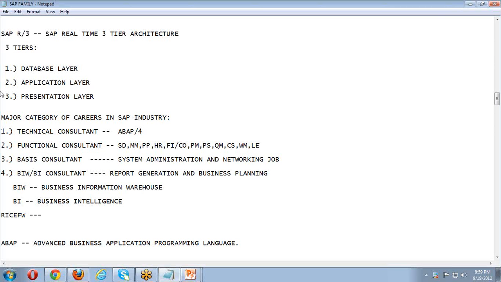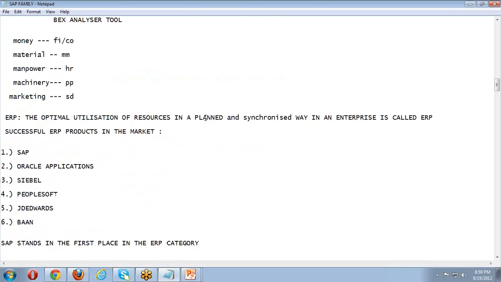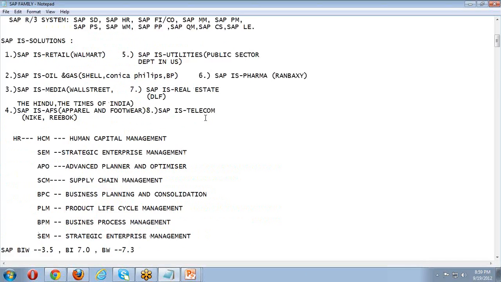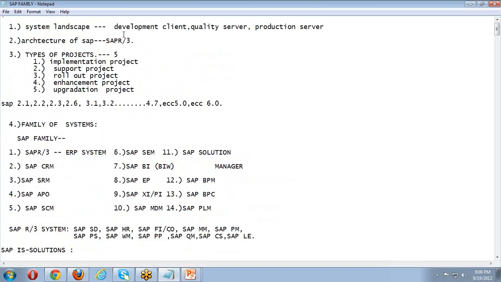Okay, so where are we all till now? Where did we work till now? We worked in a phase called development client. The whole client process can be segregated into development client, quality server, and production server. Can you all see that I highlighted? Yes. Yeah.